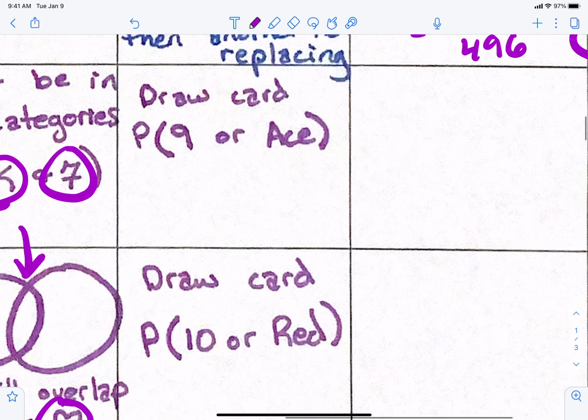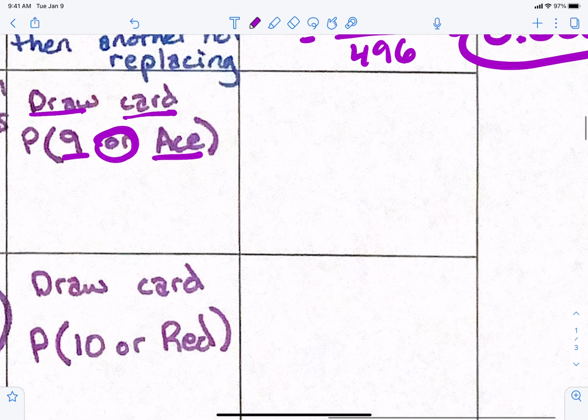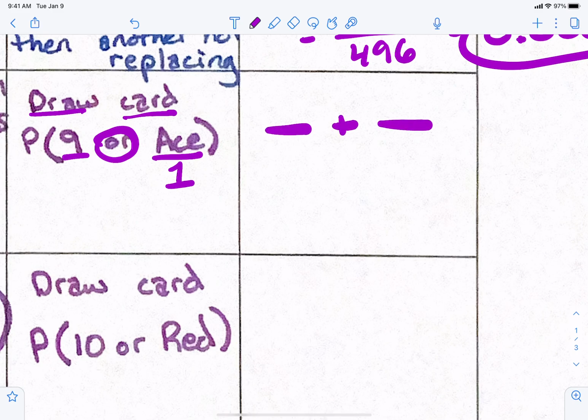Here's your question. I'm drawing a card, and I want a 9 or, there's that word, an ace. A 9 or an ace, okay? An ace is like the number 1 in cards, right? Can you have a card that's both a 9 and an ace at the same time? No, right? How many cards are 9s? Like 4 out of 52. How many cards are aces? 4 out of 52.